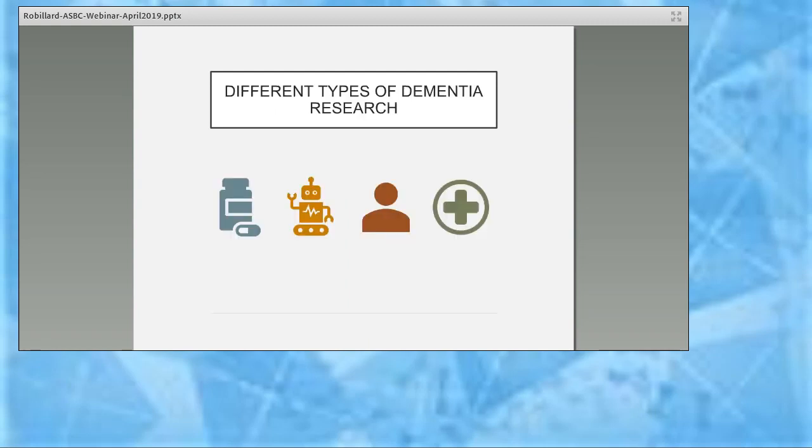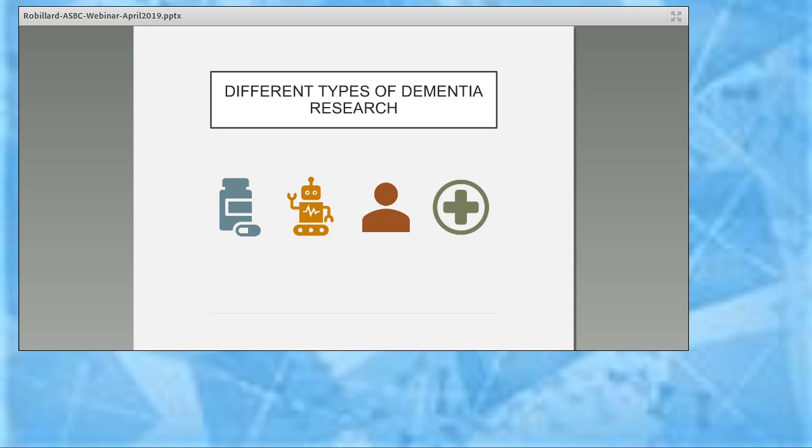So in terms of dementia research specifically, there's a number of different types of research, and I can't possibly list them all, but I have 4 sort of main categories of types of research that I want to mention. The first one that you're probably already aware of is pharmaceutical research. So looking to develop new drugs, looking to test new drugs, either for the prevention or for the treatment of various different forms of dementia.